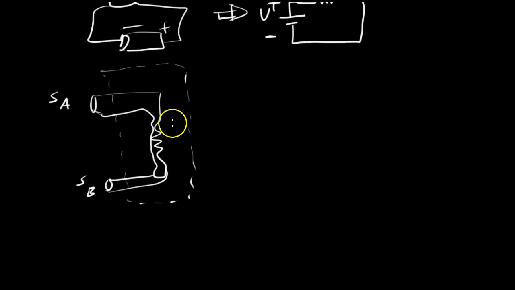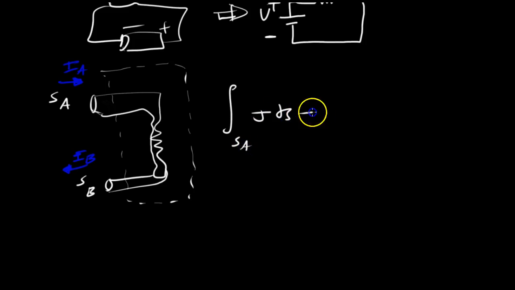So what we need to do, what we want to do, is to find the current going in and out. We want to relate these to the voltage. We need to define the voltage and currents to do anything useful. So if we use Maxwell's equations and integrate over the surface A the current density, and subtract the integral of J dS.